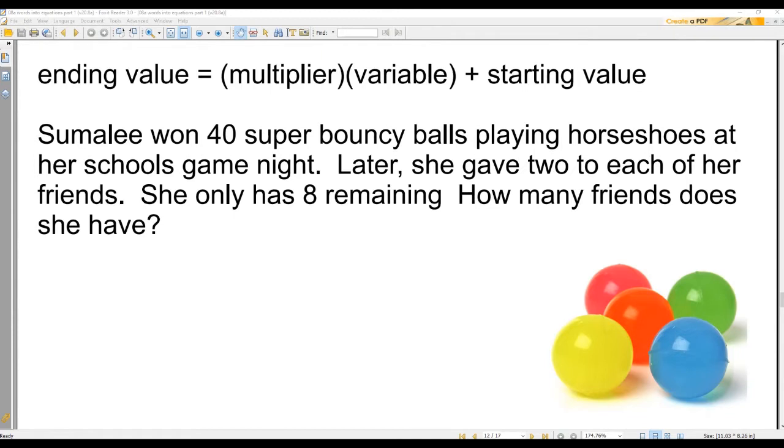$40 bouncy balls, playing horseshoes at her game. Later she gave 2 to each of her friends. She has only 8 remaining. How many friends does she have?